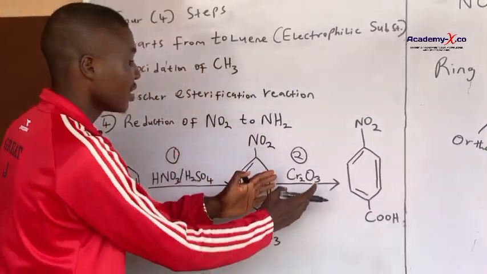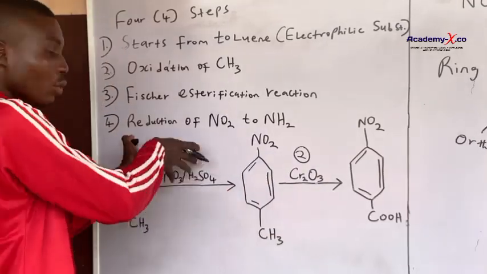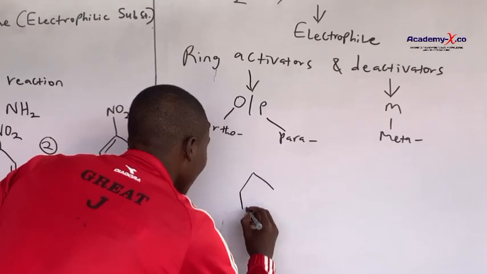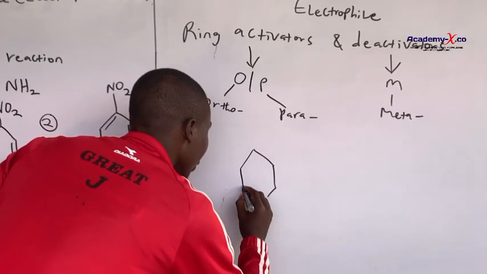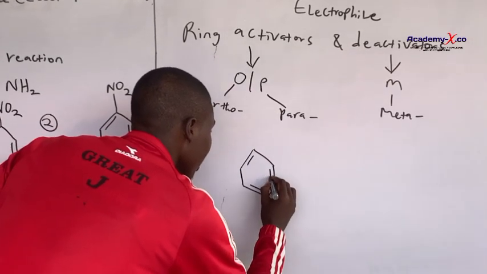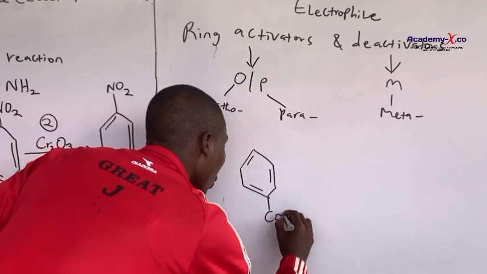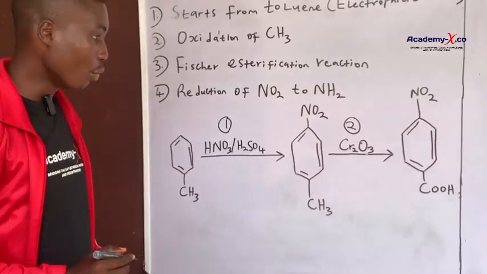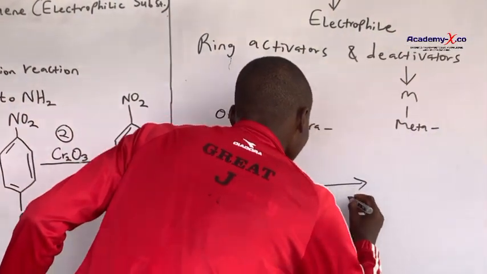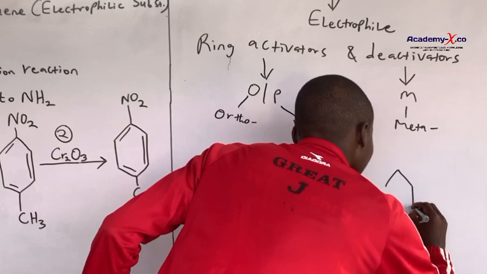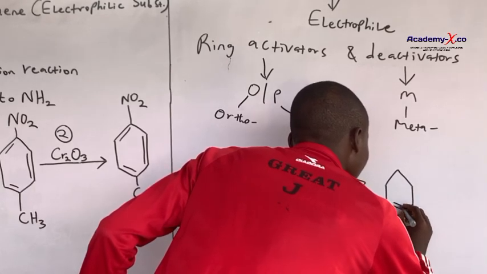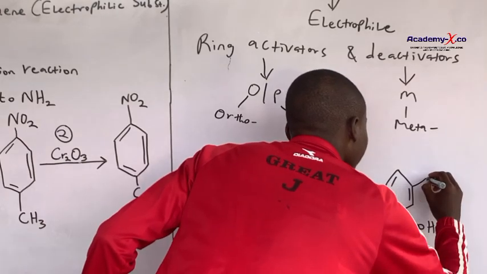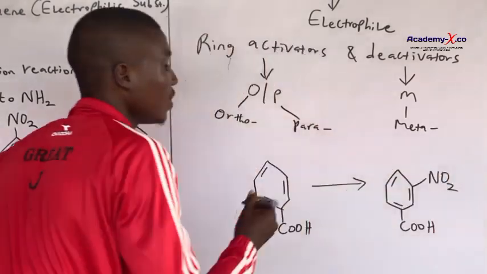What I mean by that is that if you started with the chromic acid before you do this first step, you are going to have a product that is this way. After doing the chromic acid oxidation, what you're going to have is COOH. Then when you do the nitric acid and sulfuric acid combo, what you're going to have is something like this. Because it is a meta director, you have the COOH and then you have your NO2, which is not what we desire.